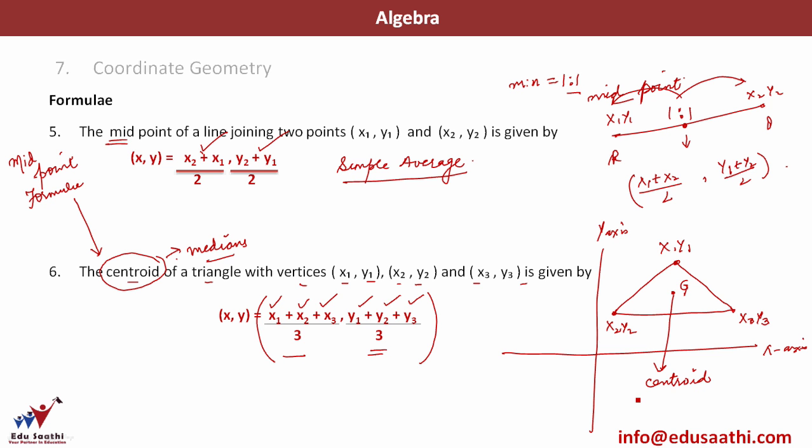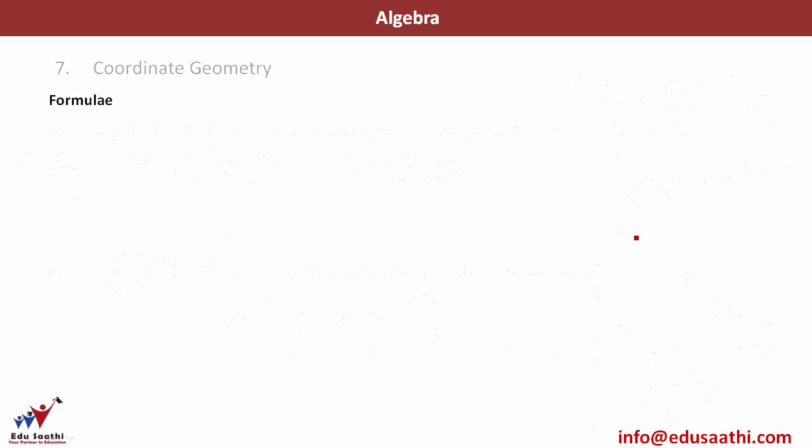Centroid is the point of concurrency of medians. The properties of the centroid are discussed in detail in the chapter on geometry. Now this centroid divides the median, this median, in the ratio 2:1, 2 parts towards the vertex and 1 part towards the base. Let's move ahead to the next set of formulas.